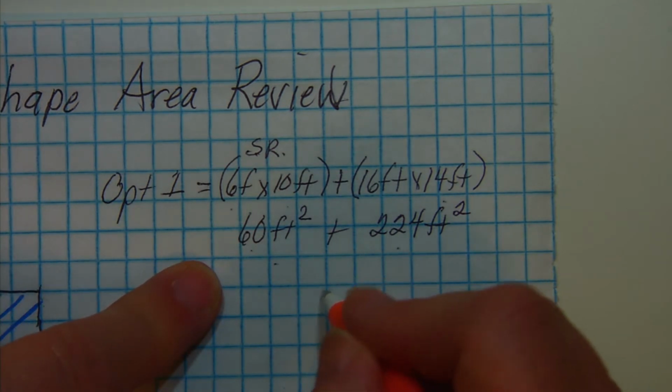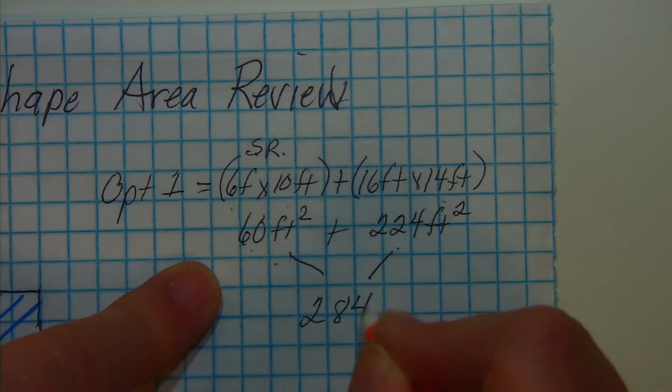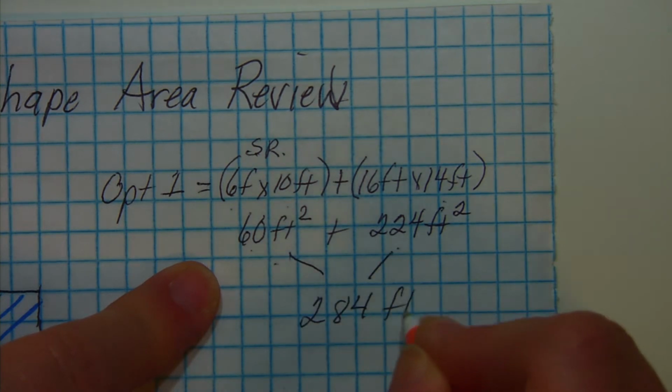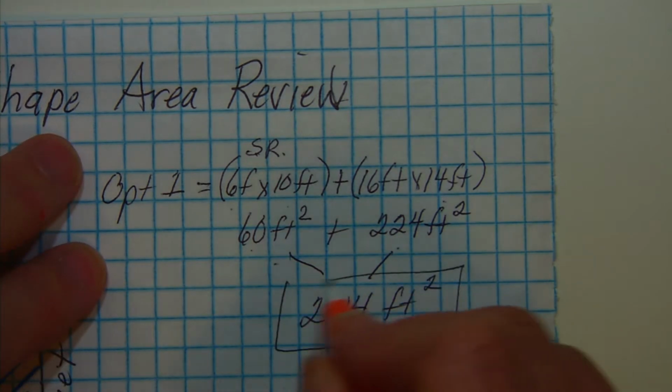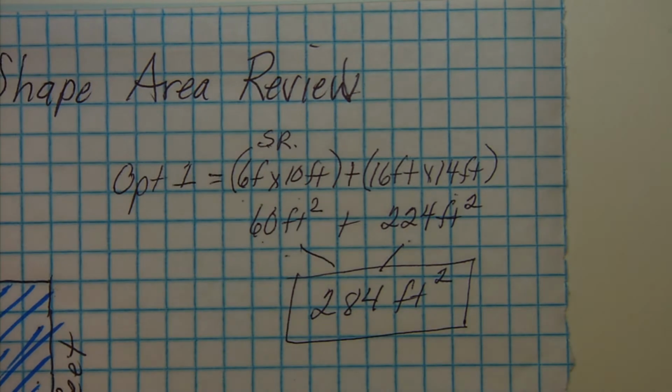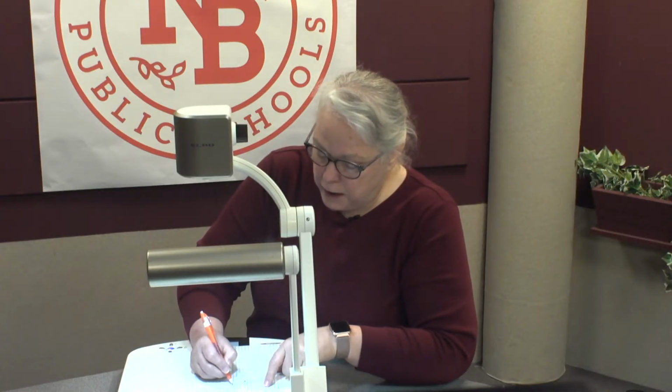224 plus 60, well, that gets me 284 feet squared. And that would be the calculation of this. That's option 1. Now option 2, to do the same calculation, and you can see how it better end up being 284 feet squared, because if it isn't, I've made a mistake, and I hate making mistakes.